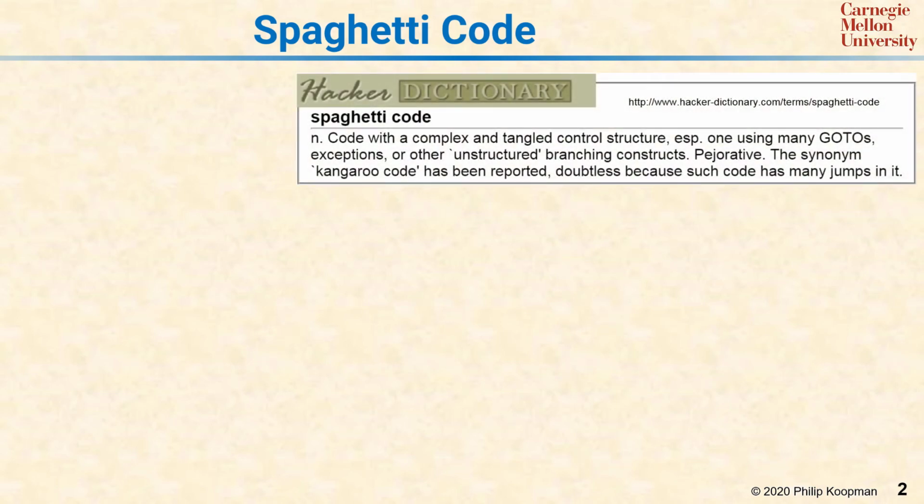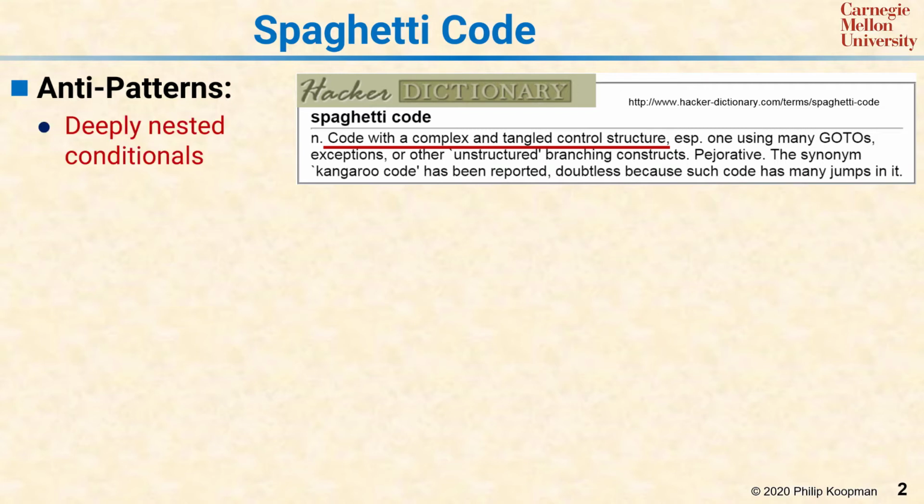You get spaghetti code when you have code that has a complex or tangled control structure. Historically, this came about through undisciplined use of goto statements and other unstructured coding practices. With modern structured programming languages, crazy goto structures are less common, but you can still get spaghetti code easily enough if you aren't careful.